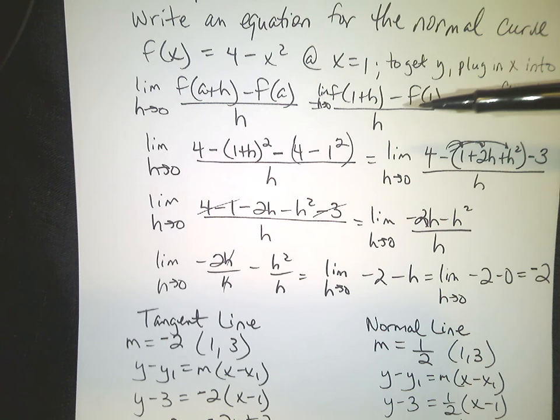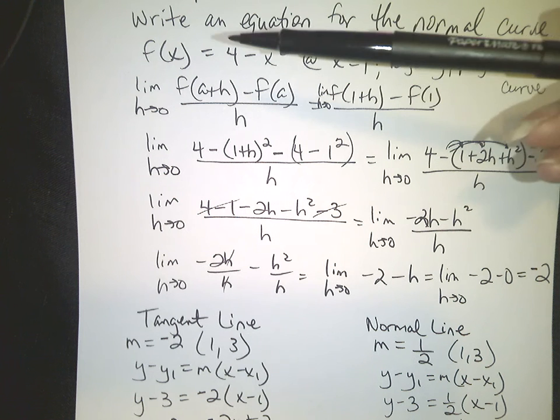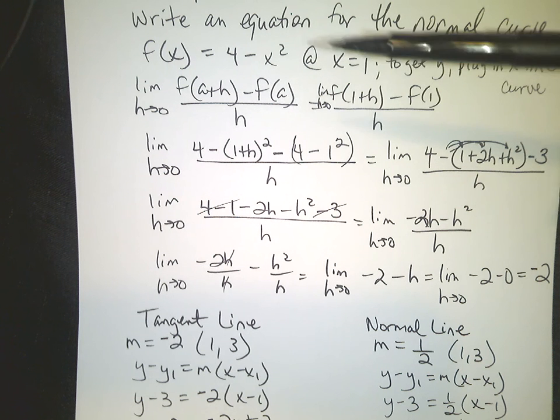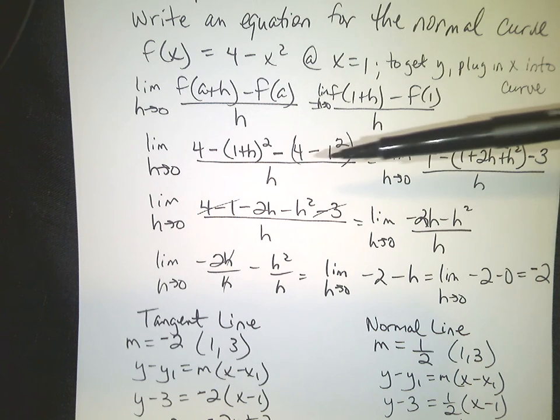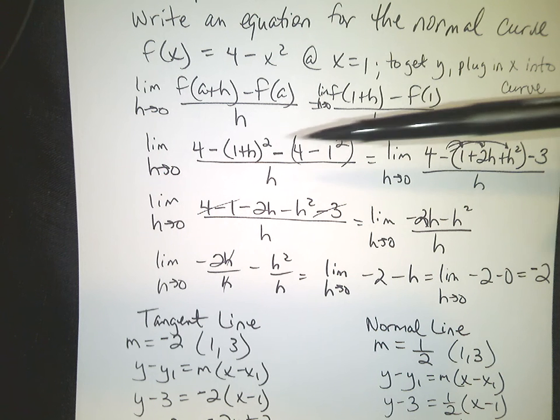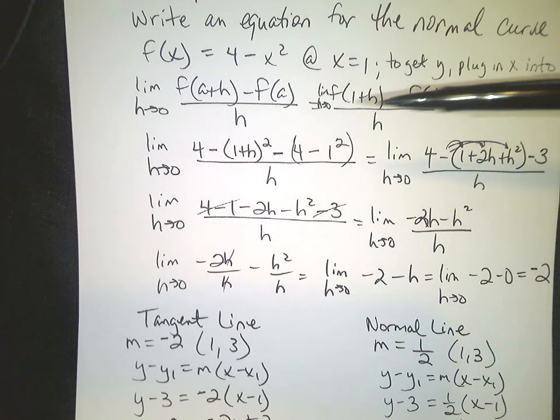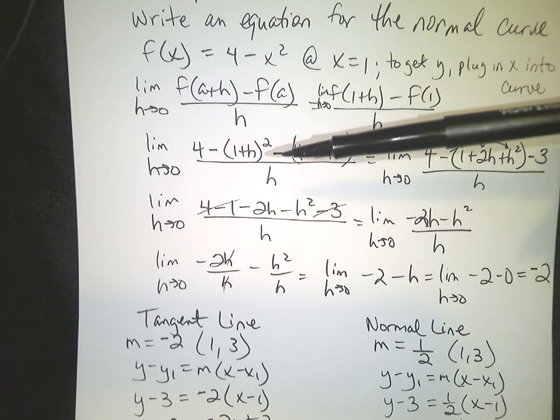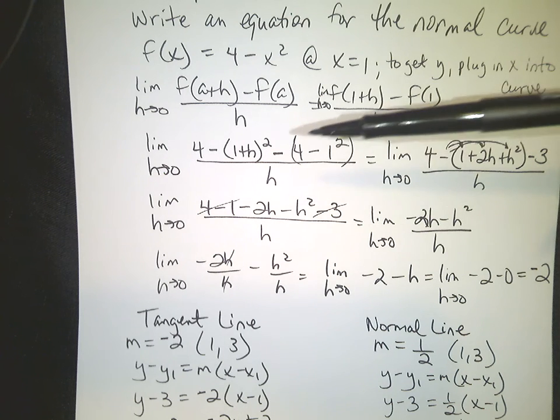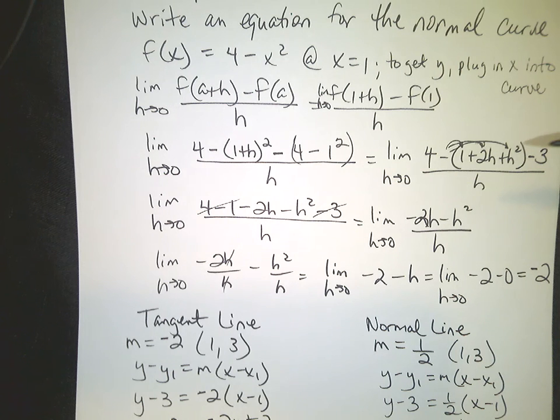Then I need to plug in 1, so it turns into 4 minus 1 squared. But again, the subtraction sign in the difference quotient, you have to keep. You can't change it. And so whatever you get in here turns negative, or turns to its opposite, I should say.